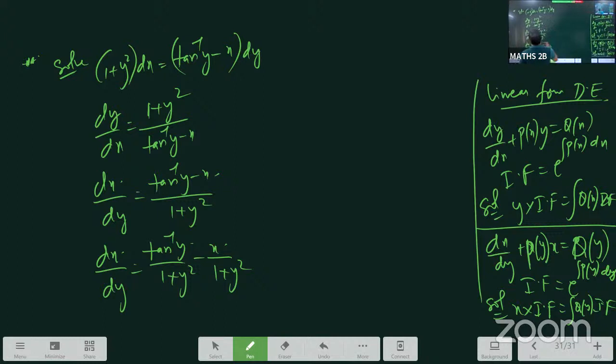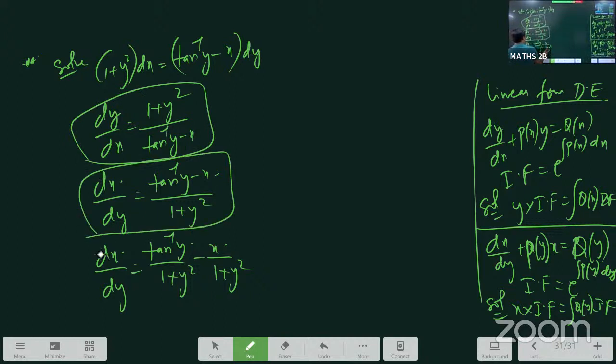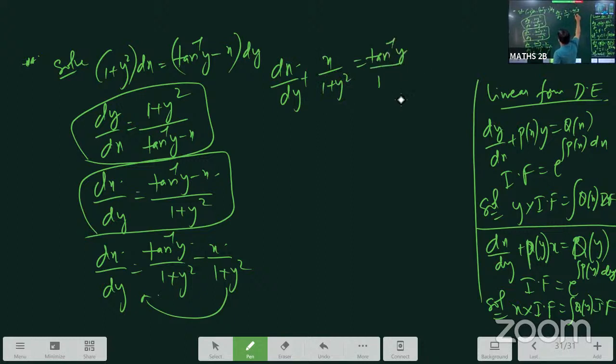So that's why I did the reciprocal now. Here it was not possible to do it in the linear form, so that's why I did the reciprocal. Then I separated it. Now bring this term inside here. Is it clear? That is dx by dy plus x by 1 plus y square equals tan inverse y by 1 plus y square. See, is it in this form? Check it. x power 1.